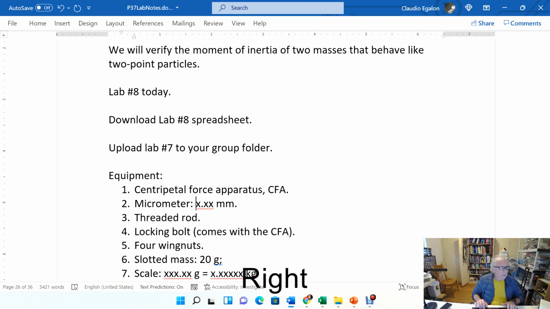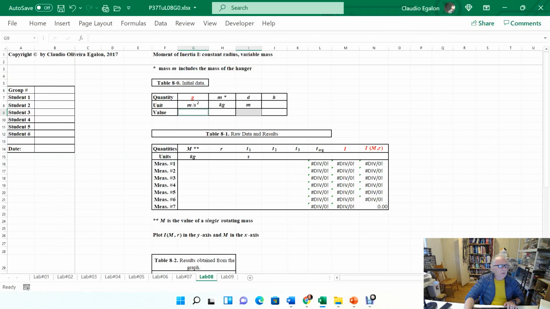Micrometer, since it's millimeter here, you might need another decimal place, another significant digit there as well. And don't forget to change that, the measurement of the micrometer, with 1, 2, 3 in meters scale. Okay. So we go to the spreadsheet and we log the value that we got with the scale right in here in this cell.